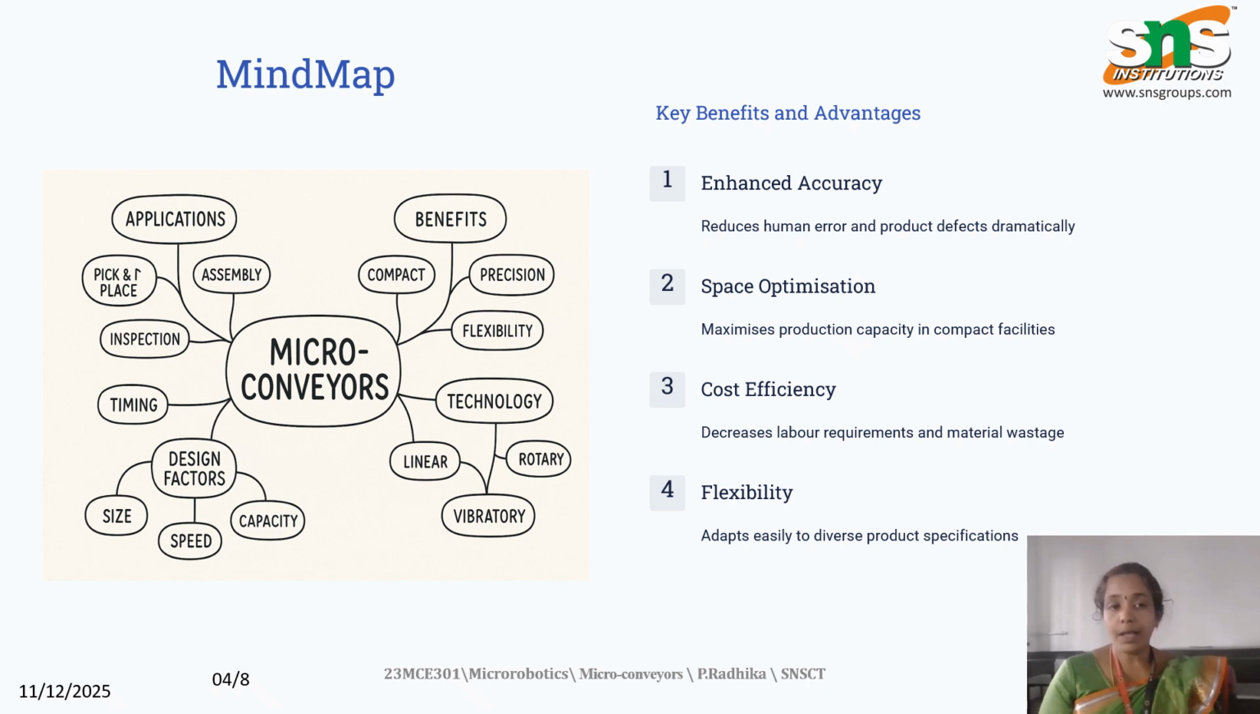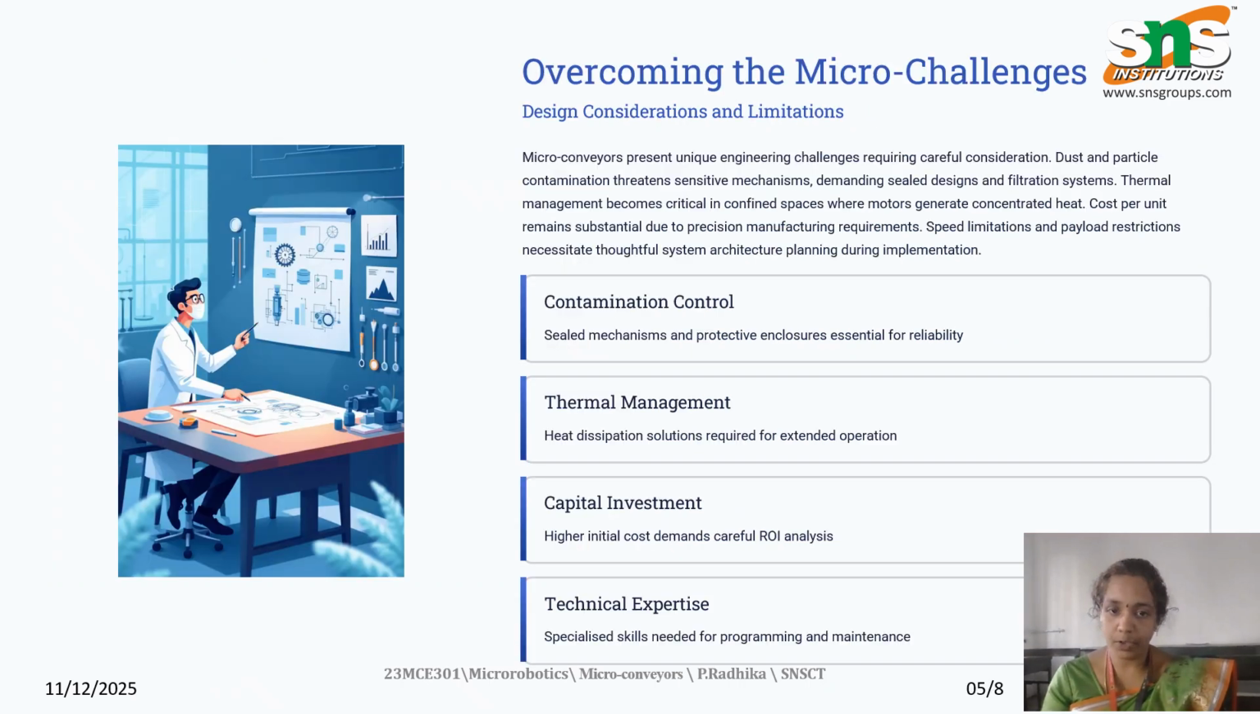So this is a mind map. Why we go for this micro conveyor? The application benefits are compactness, precision, and flexibility. As I told already, it can be linear in shape, it can be rotary in shape, it can also be bidirectional, multidirectional. The size of it can be small, speed will be more, and mainly for pick and place purpose. And also for palletizing purpose, we could use this type of micro robot, and also for assembly purpose. And cost will be good.